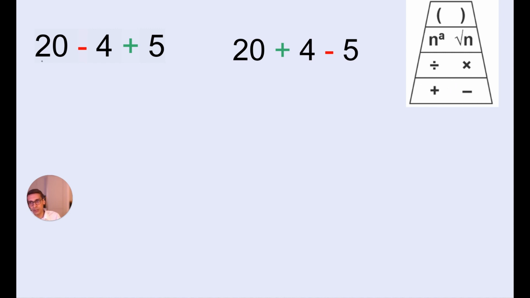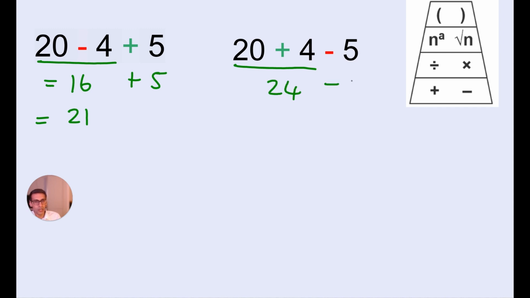So in this case, we're going to do 20 minus 4, which is 16, and then we're going to add 5. So that is going to give you 21. And then here, we're going to do 20 plus 4, which is 24, minus 5, and that's going to give you a different answer. 24 minus 5 is going to give you 19.